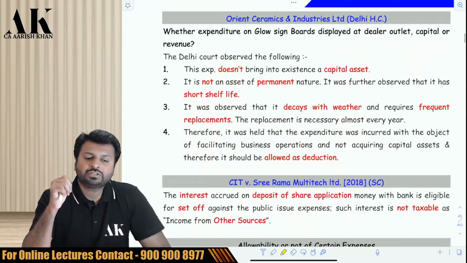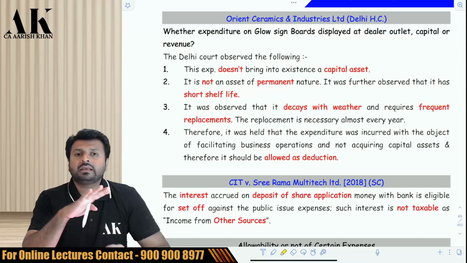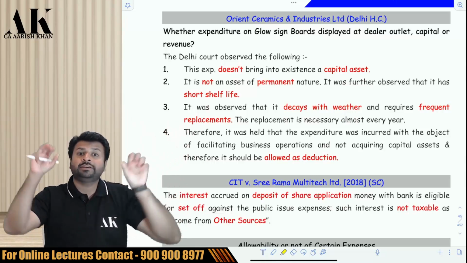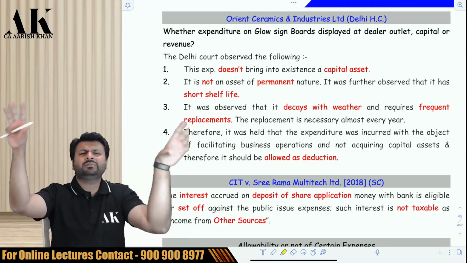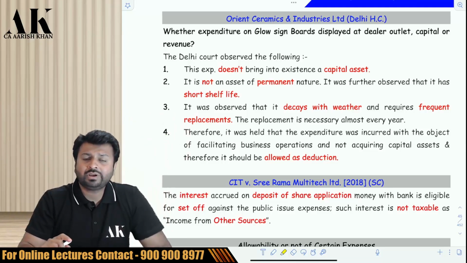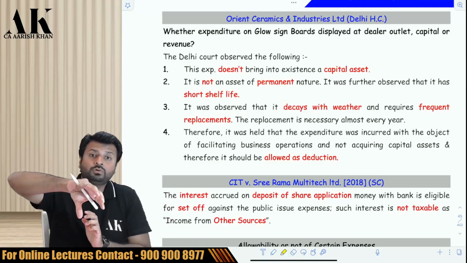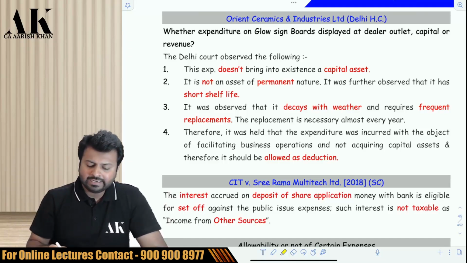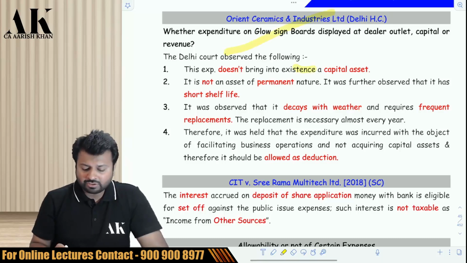Next, Delhi High Court judgment. What has happened in this case? The assessee is having a retail shop, and outside the retail shop there is a glow sign board. Now every shop has a glow sign board outside the shop. So the expenditure incurred to buy that glow sign board, whether that will be considered as a capital expenditure or a revenue expenditure. The Delhi High Court held that it's a revenue expenditure because it does not bring into existence a capital asset. There is no permanency in that.